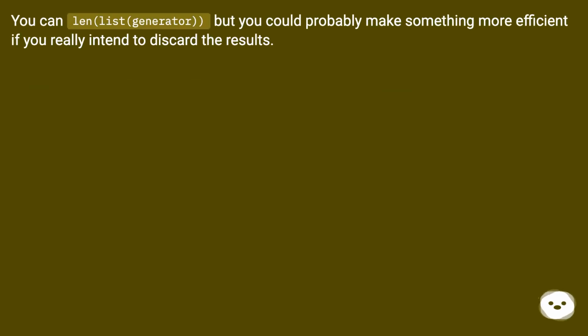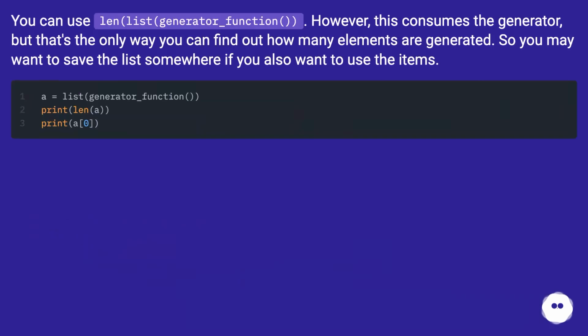You can len(list(generator)), but you could probably make something more efficient if you really intend to discard the results. You can use len(list(generator_function)). However, this consumes the generator, but that's the only way you can find out how many elements are generated.